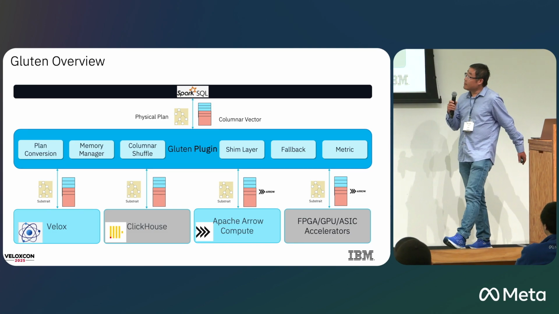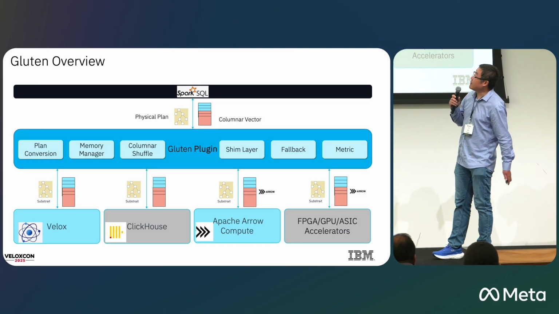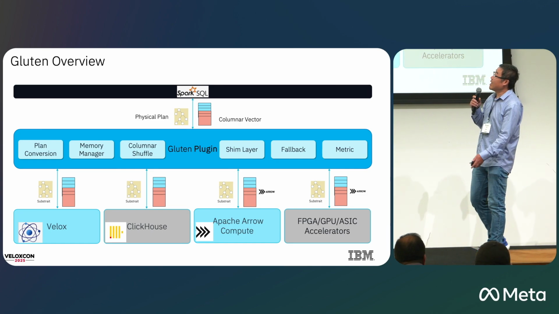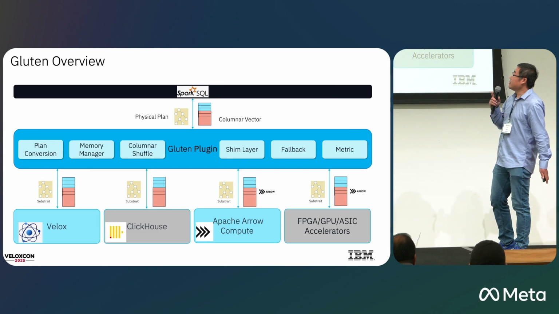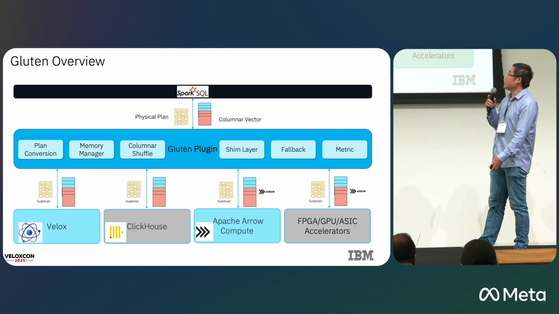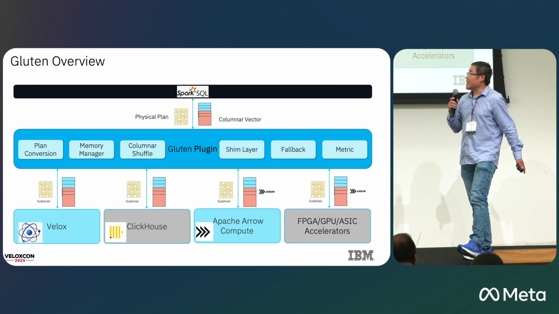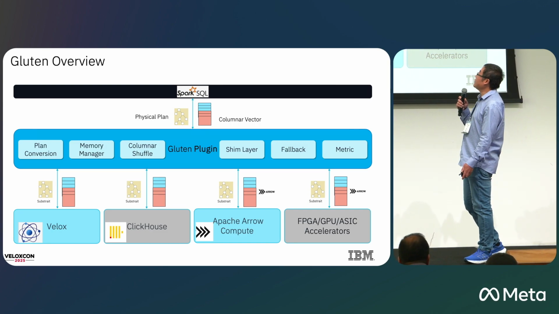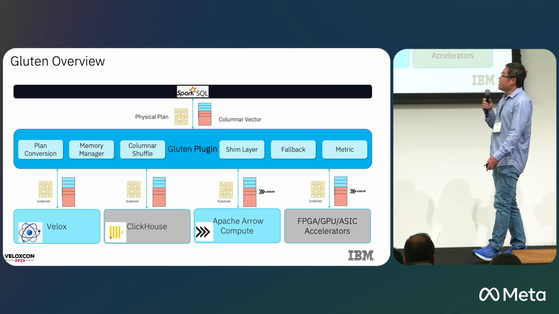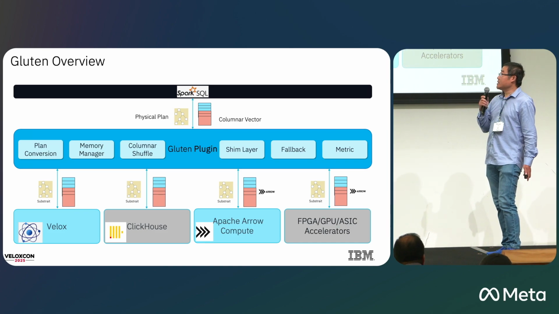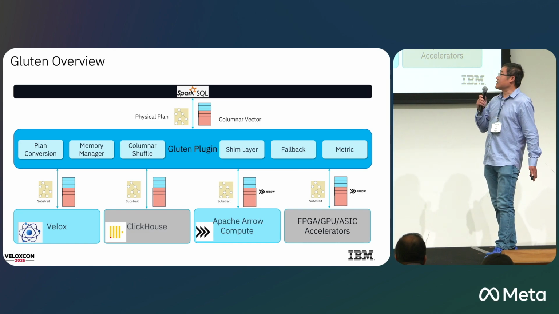This is a Gluten overview. Gluten itself is a Spark plugin. It reuses Spark and is transparent to Spark users. It reuses the Spark control flow and adds several components into Spark. One is plan conversion, converting the Spark plan to the Substrait plan. The second one is memory management. It reuses the Spark memory manager, but it controls the memory allocation over Velox.